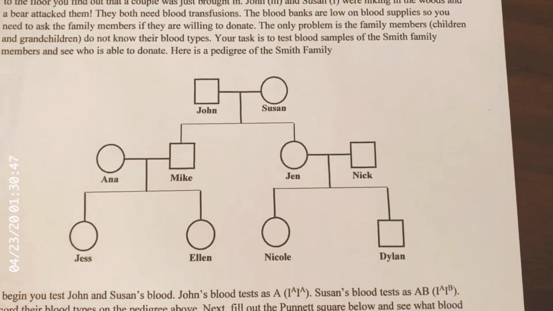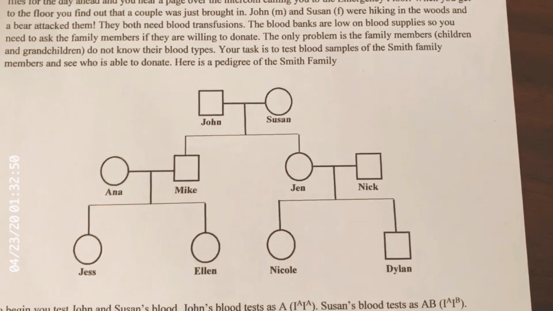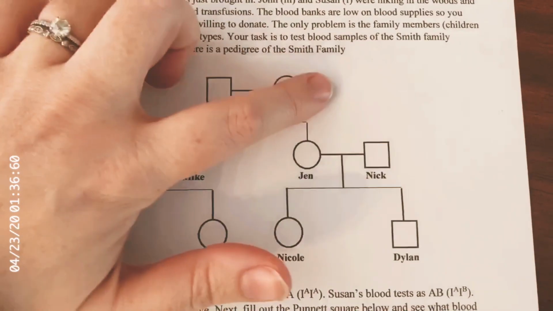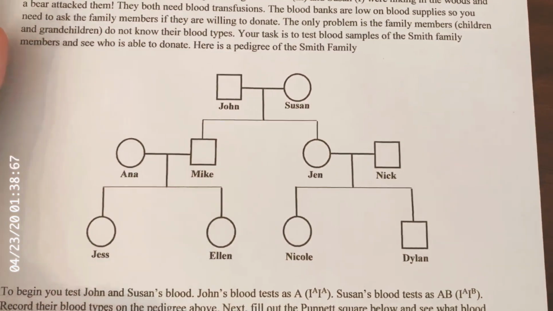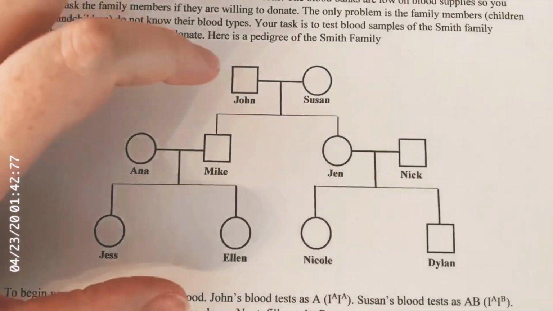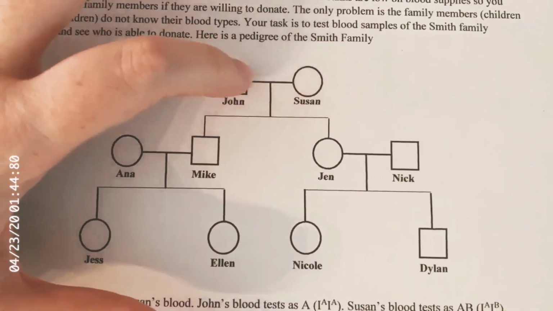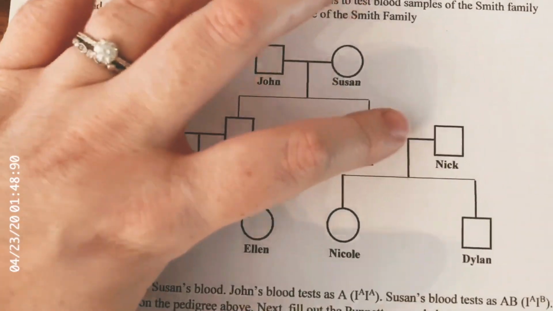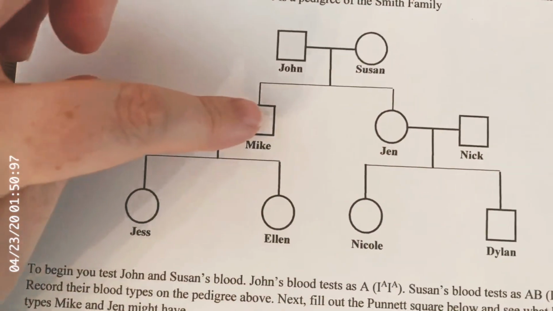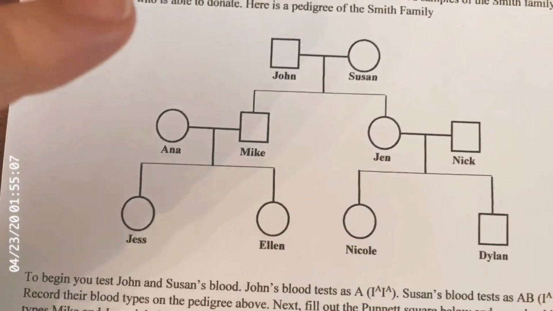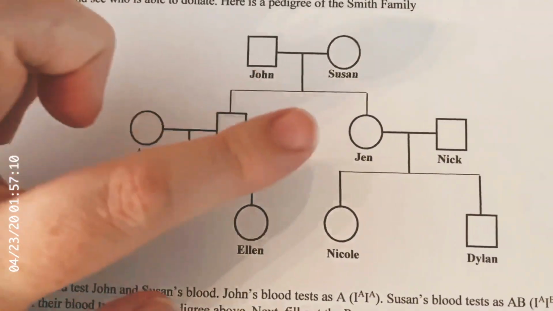Let's first look at our pedigree and see how everyone is related before going into our blood typing section. So here are John and Susan. They are our victims of the bear attack, and they are the parents, and you can see John and Susan are married, right? They have the horizontal line in between them, and then they're the parents of Mike and Jen right here. Remember, boys are squares and girls are circles. So John and Susan have two children, Mike and Jen.